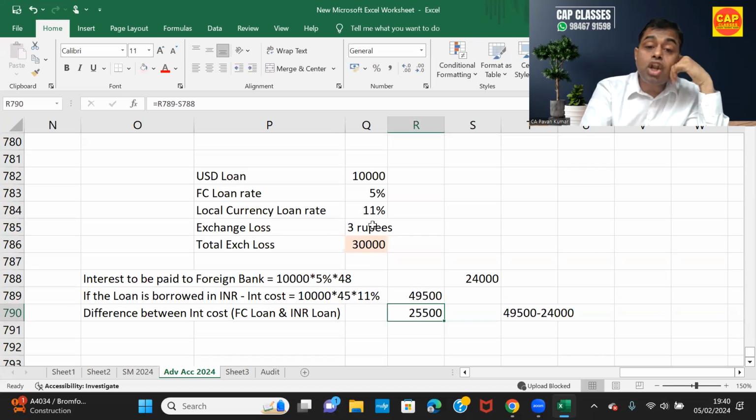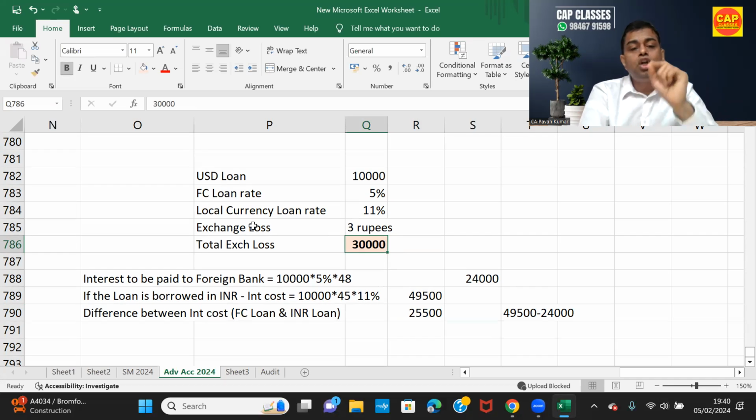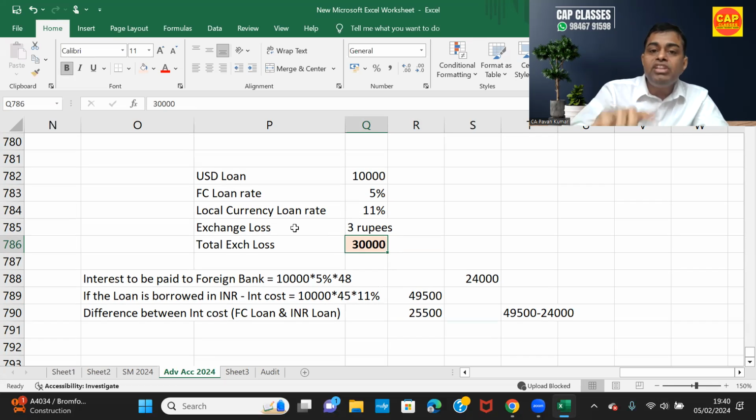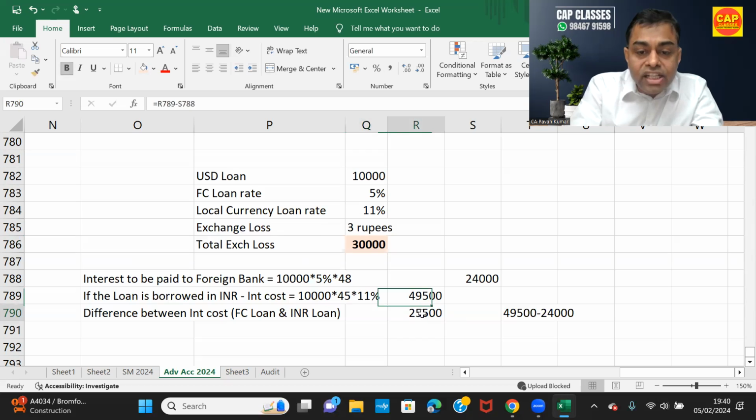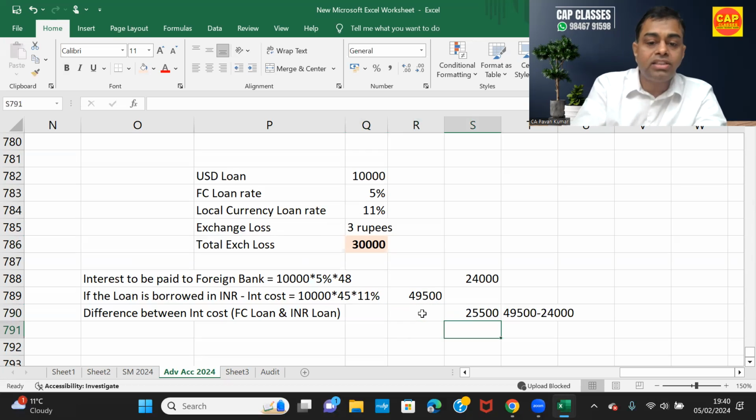So your exchange loss is 30,000, no? Exchange loss 30,000 has two components. One is to the extent of the difference in interest cost, 25,500, which can be capitalized. Over and above the difference in interest cost, it should be charged to P&L. You understand? So this difference 25,500 can be capitalized.